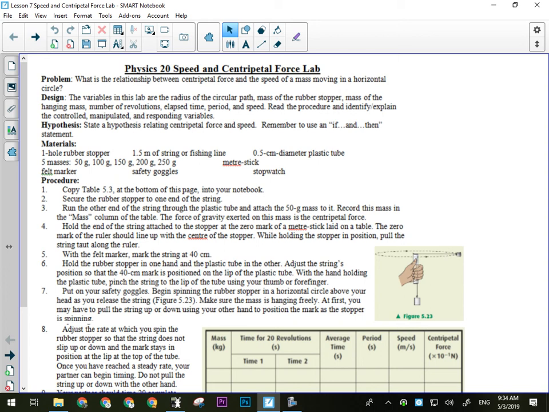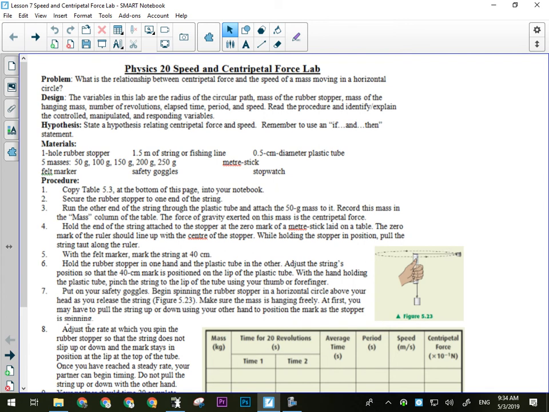And then we'll be obviously recording the same things we recorded in the last lab. We're going to be recording the time for 20 revolutions, using that to calculate the period, using that to calculate the speed, all right? So we're going to have a few responding variables, okay? We just need to be ready for that. And then you guys need to come up with your 3 controlled variables in the lab here.